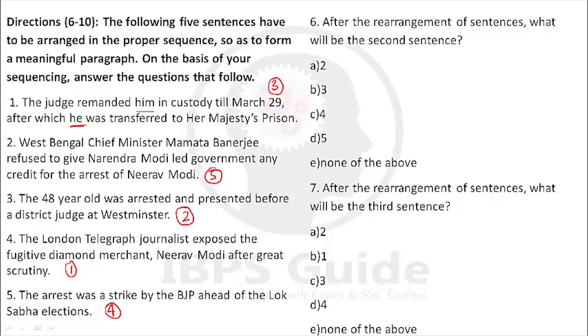Let's move to questions. Question number 6. They asked which will be the second sentence. That is the third sentence, the second sentence. That's option B. Next question, which is the third sentence? Third sentence means that will be option A, that is sentence number 1. That's why it will also be option B.